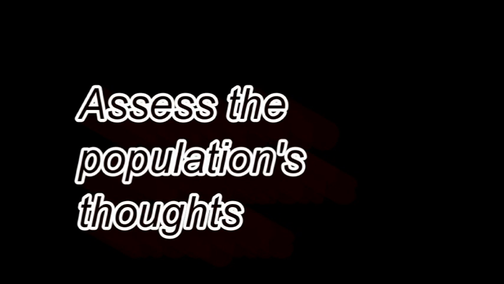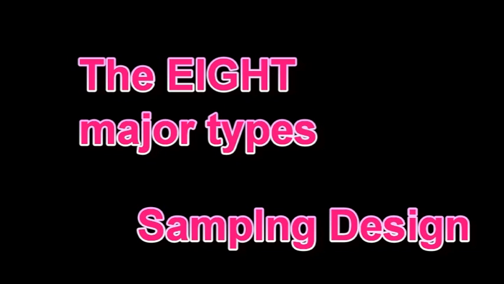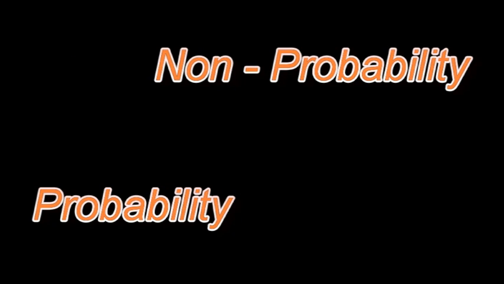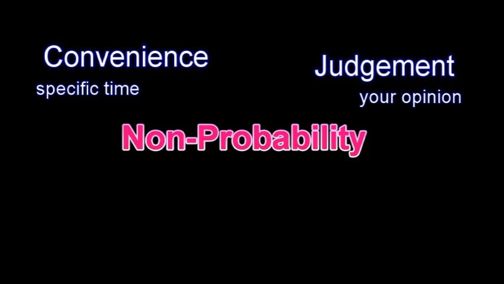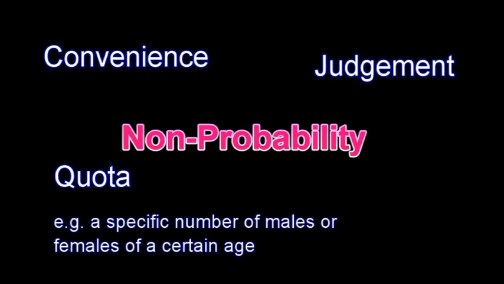And in terms of sampling, as we will see in the next slide, there are 8 major types. In terms of sampling design, it can be differentiated into two camps: non-probability and probability. Non-probability is based on non-statistical techniques. So convenience could be specific time. Judgment could be your opinion of the type of people you'd want to include in the sample. Quota could be you need a specific number of females or males of a specific age to participate in the sample.